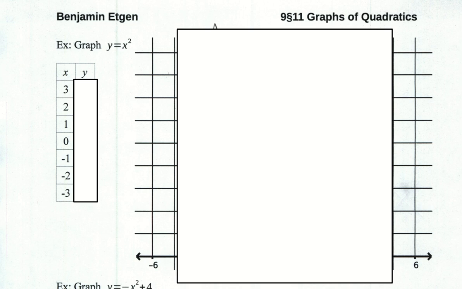Welcome to the last section in Chapter 9. This section is all about optimizing. It's about finding the vertex. And the vertex is a new word. You won't have heard that in Math 100 in beginning algebra.